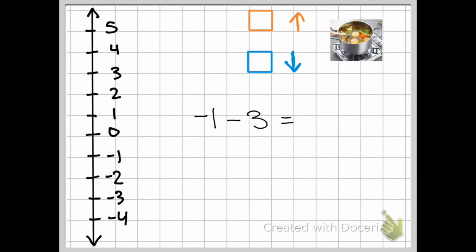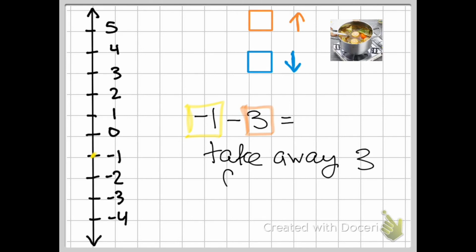All right, last example, -1 minus 3. So -1 is our starting point. That's right here on our number line, -1. We are subtracting, which means we're taking away. We're subtracting a positive 3. We're taking away 3 fire cubes. So we take away 3 fire cubes.